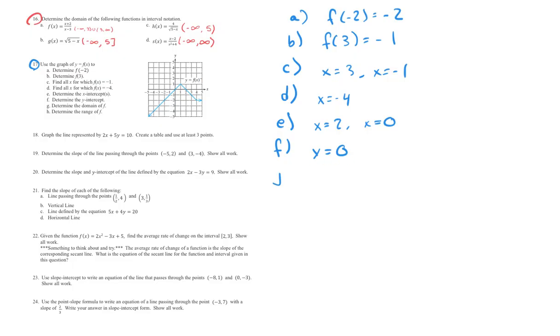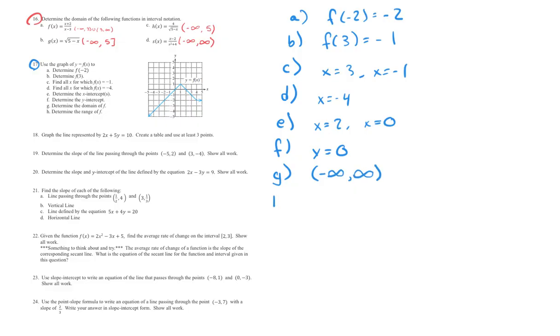So G, we're going to find the domain of f. Well, if I look, I can plug in any x value, and I'm always going to get a y value. No matter what x value I plug in, I have a y. So because of that, we never have any issues. So we say we go from negative infinity to positive infinity.